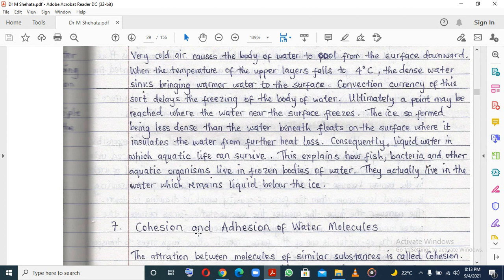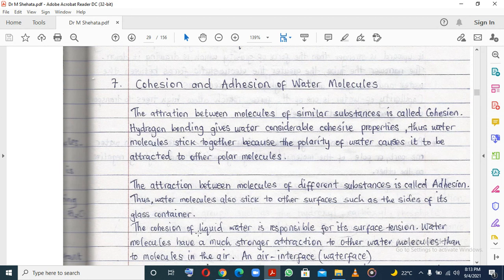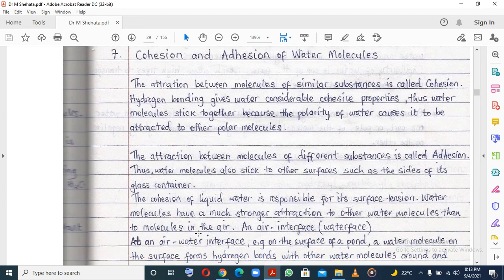Okay, so the last point for today, we'll talk about cohesion and adhesion of water molecules. This is very, very important. First of all, we want to understand what is adhesion and what is cohesion. So co.